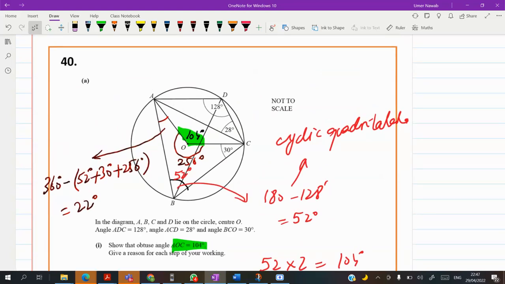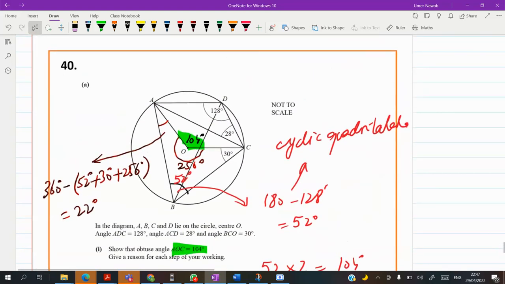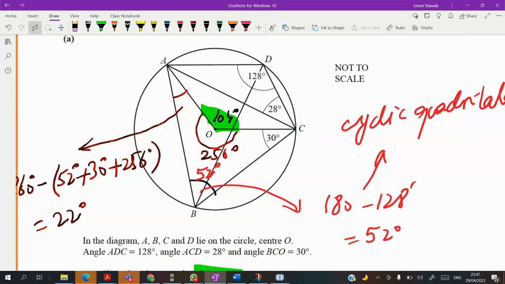Now, I want you guys to go to the next ABD. This property, if we can see, ABD, this angle he's asking you. Do we have any other angle given to us? We found this 104, this is 256, this is 30 degrees, this is 22, and this angle was given to us.